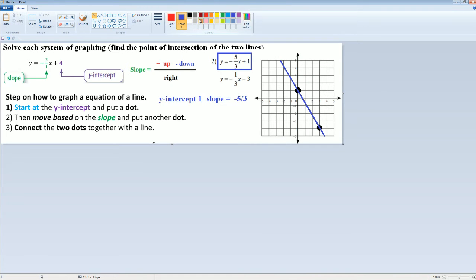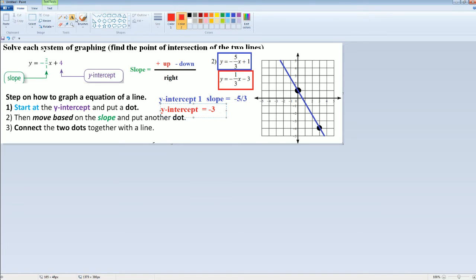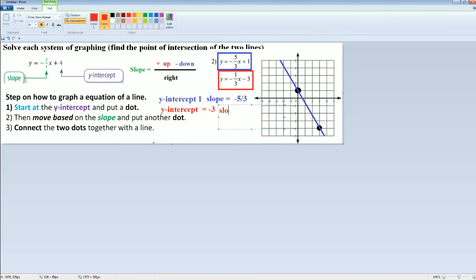Next, let's do this one. Okay, the second one. Okay, use that red. Okay, what is the y-intercept for this one? We would say the y-intercept is that number, which is the constant, right here, which is the -3. Okay, the slope is the number in front of the x, which is -1/3. Good.